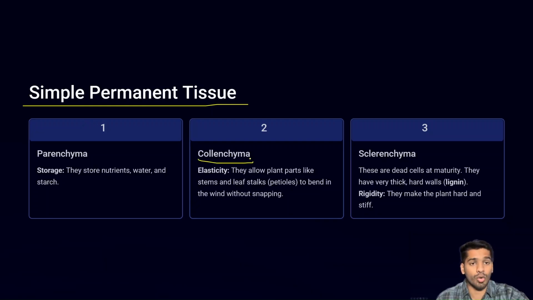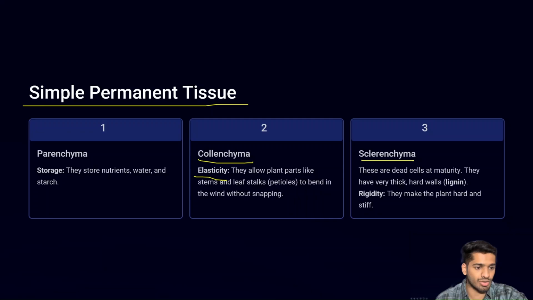The second one is collenchyma. Now, you might have observed that whenever you try to pull a plant, they don't easily break. They don't easily snap, due to their elasticity. Now, this elasticity is provided by the collenchyma cells or the collenchyma tissue. So the elasticity is due to this tissue.